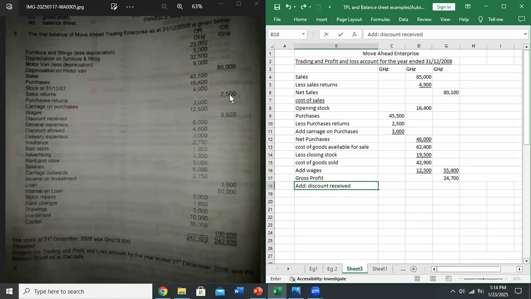This is sales, this purchases returns, return outwards. So the next, discount received, that's other income. And I think we also have income from investment. So we have two. So let's put it here. In fact, sometimes you can put both of them at the credit third column and add. It wouldn't spoil anything. Let's put them here.